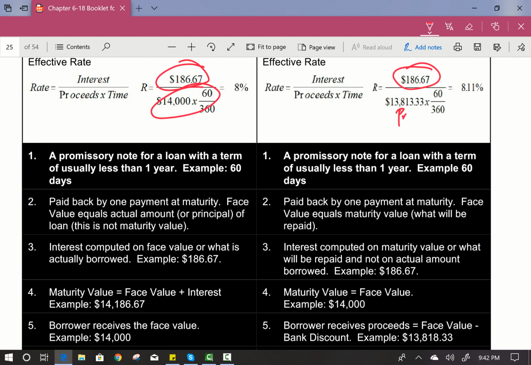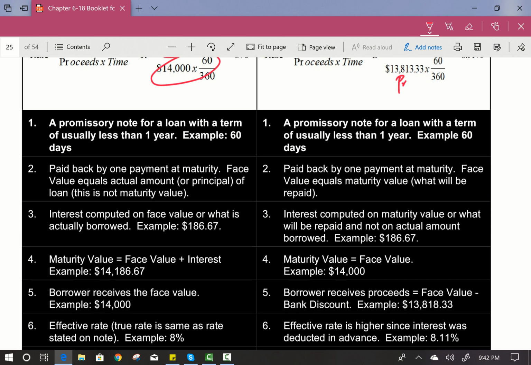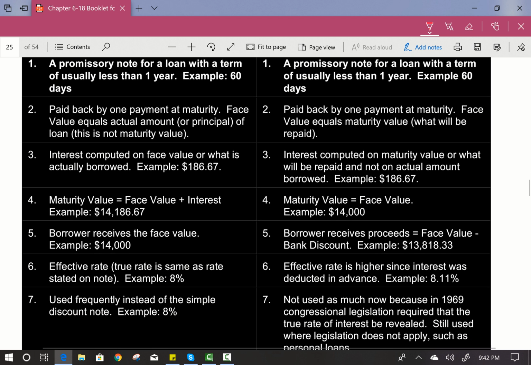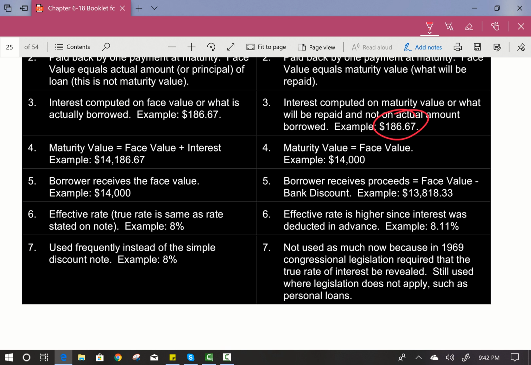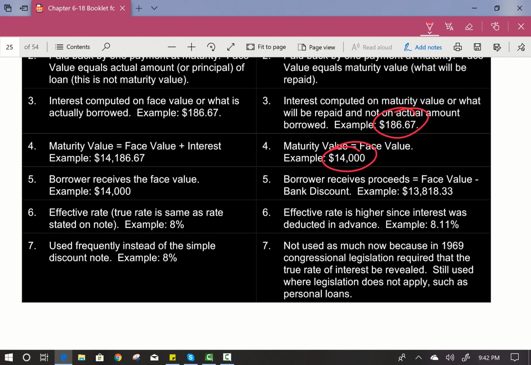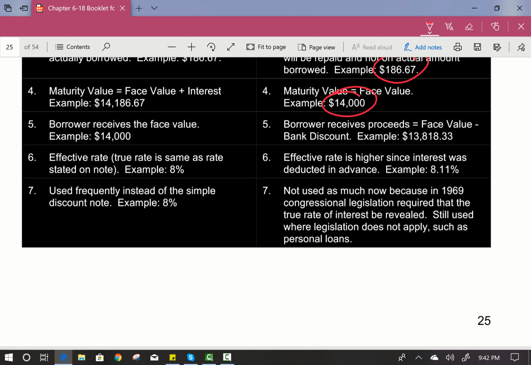So a simple discount note usually has a loan term of less than a year, for example, 60 days, just like it was earlier. It's paid back by one payment at maturity. The face value equals the maturity value, what will be repaid. The interest is computed on the maturity value, or what will be repaid, and not on the actual amount borrowed. In this case, it's $186.67 for the bank charge. The maturity value is equal to the face value of $14,000. The borrower receives the proceeds, and that's the face value less the bank charge, the bank discount, and that would be $13,813.33. The effective rate is higher since interest was deducted in advance. In this case, it's 8.11%.